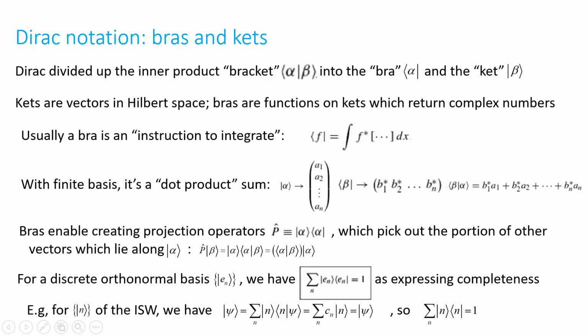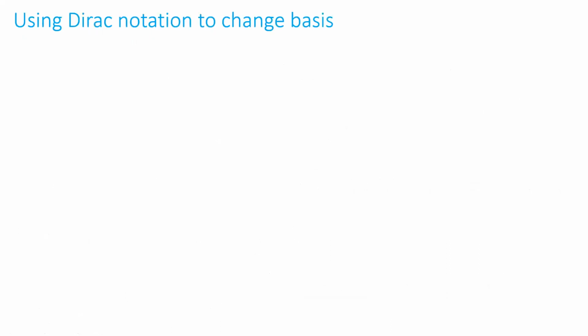So that means this sum over n of ket n bra n must be equal to 1, because we have psi equal to psi. So this operator must be 1. And that's a really nice notation for expressing completeness, that the sum of all the projection operators in the basis is 1. Okay. So Dirac notation, very useful and very compact.